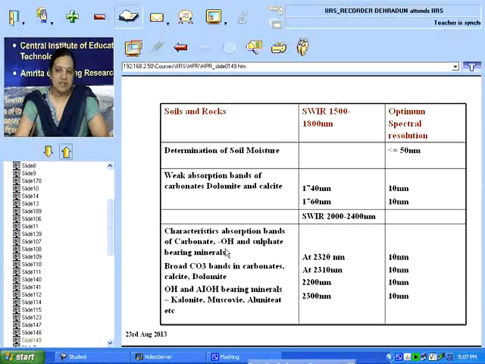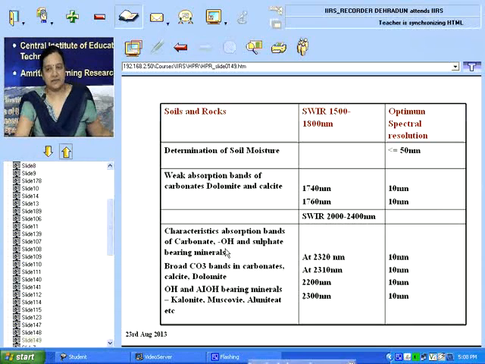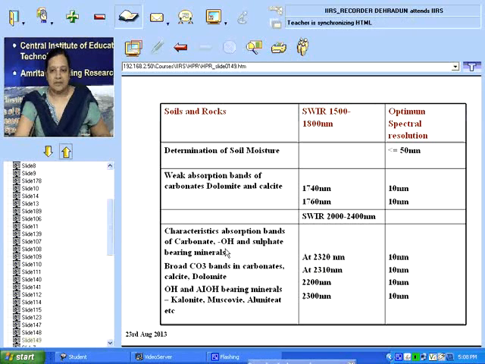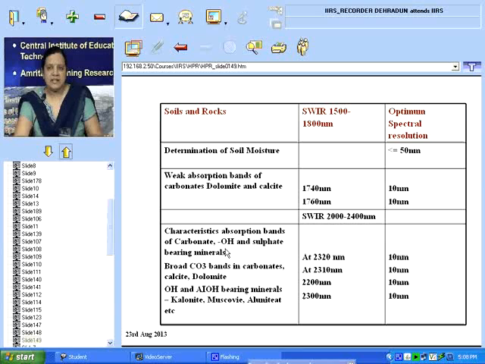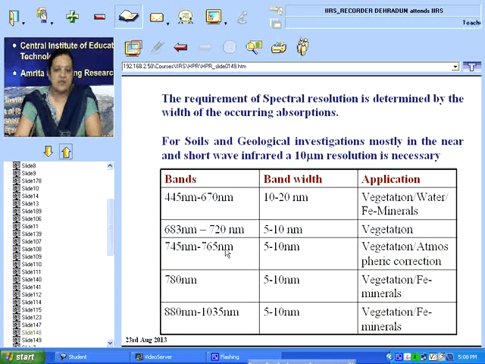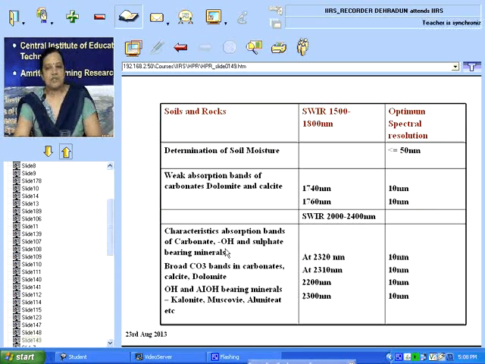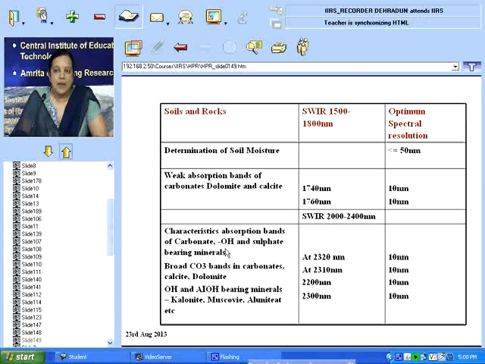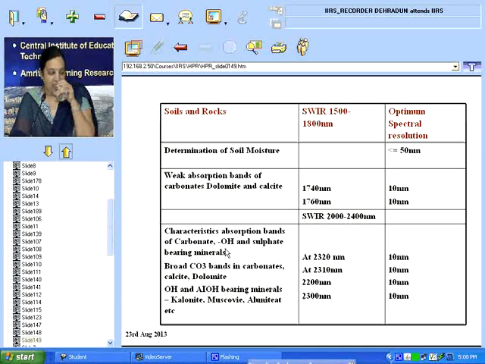For soils and rocks, for soil moisture study, a coarse spectral resolution of the order of 50 nanometers would help, and for weak absorption bands of carbonates, dolomite and calcite, the geological minerals. In the middle infrared and shortwave infrared, it's 10 nanometers. So as you can observe, in general, for all the applications, the order varies from 5 to 20 nanometers. So most of the sensors which have been designed have an optimum bandwidth of 10 nanometers, which will help in identification of features in all the applications ranging from vegetation, soil, geology, and atmospheric studies.